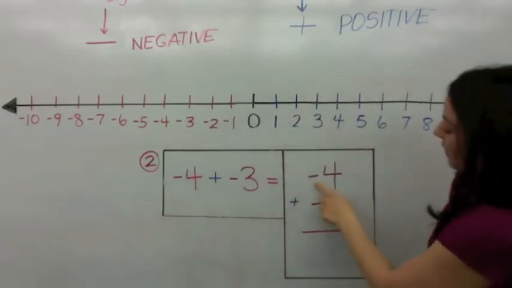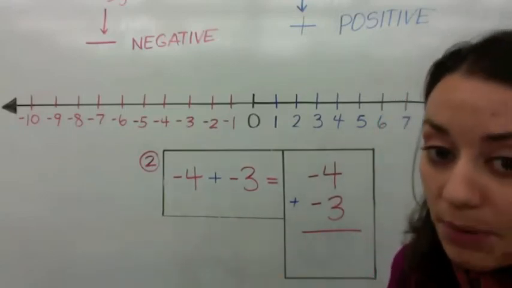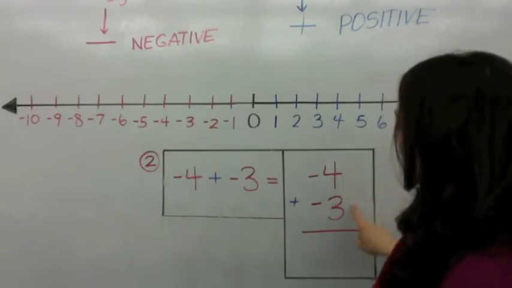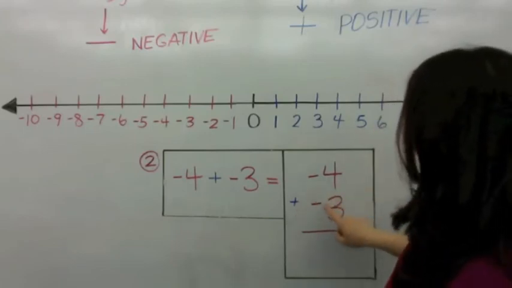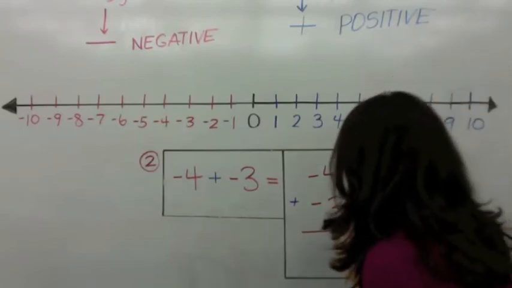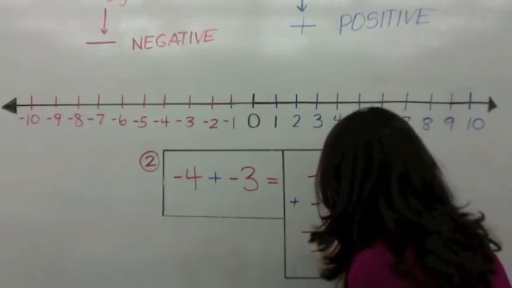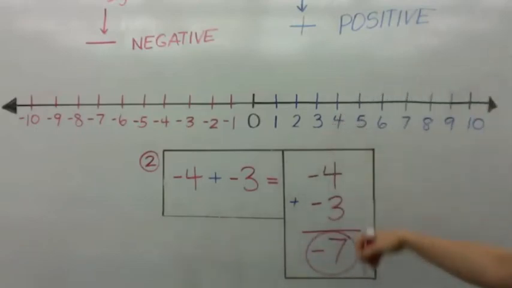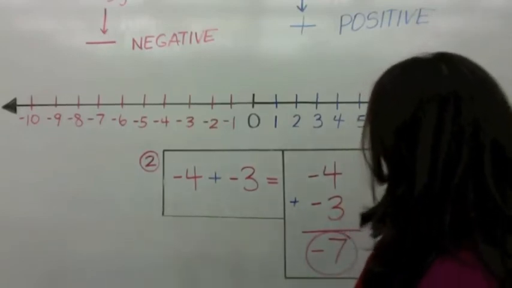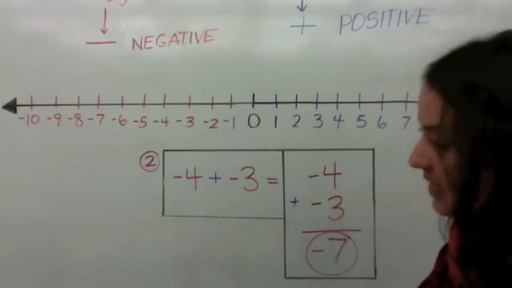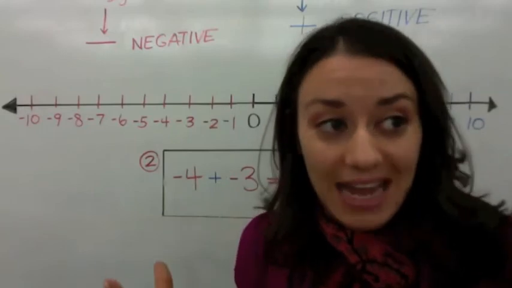Now, we know they have the same signs, so we sing our song and we say, same signs, add and keep. So we're adding these numbers. You add negatives together. So we say 4, add 5, 6, 7. But you're going to keep the negative because the answer is negative 7. Another way to remember adding negative numbers is you say to yourself, negative, negative, negative, which means when you're adding two negatives together, you get a negative answer.